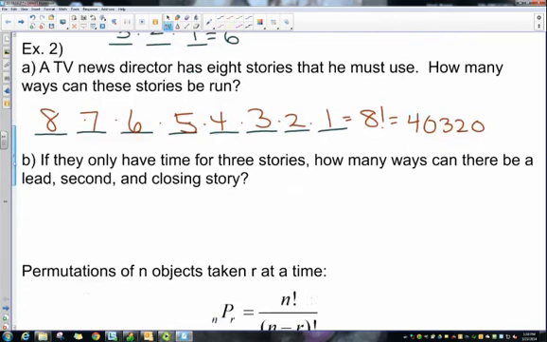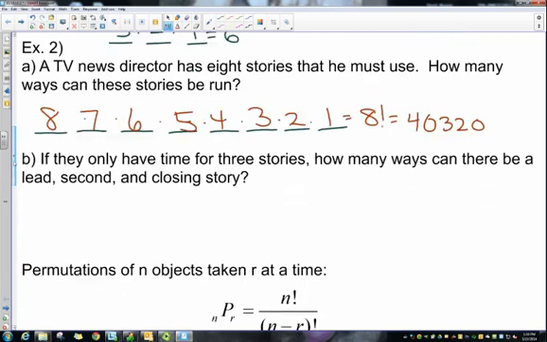All right, for B, this now changes things. It says we only can put in a lead, a second, and a closing story. So really I only have 3 spots. So it changes it. Now, how many could I put in that first spot? Well, I could put 8 in that first spot still. In the second spot, I could put 7. In the third spot, I put 6. Okay, so what that has done is limit my options. So now I take those, again, multiply them together. I've got 336. There's your final answer.